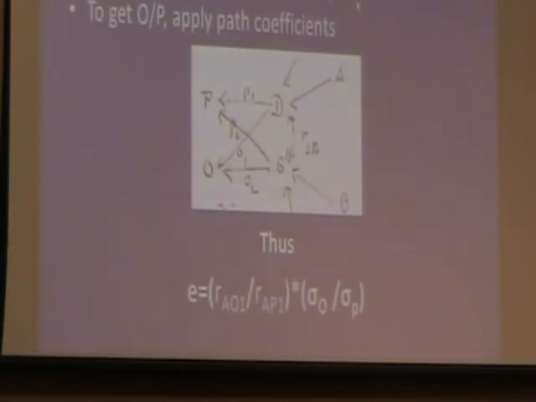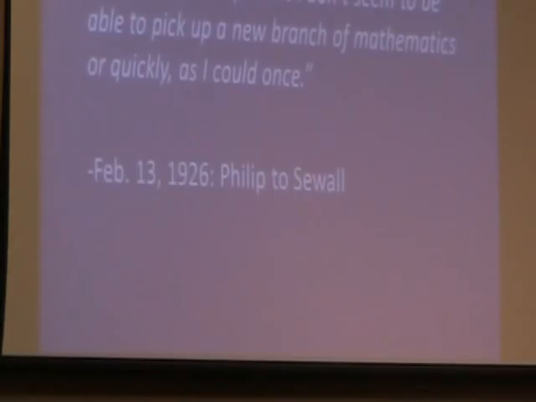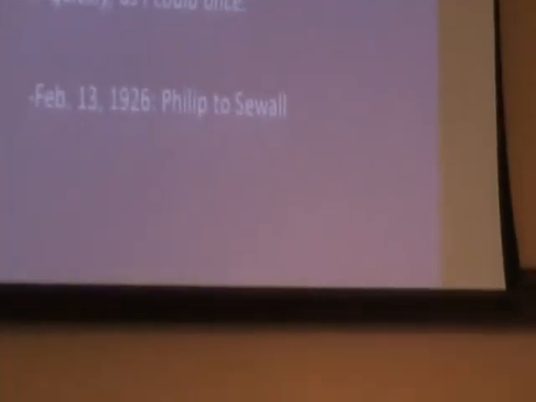And what's really interesting is that Philip writes back, "I expect I am stupid, but I don't seem to be able to pick up a new branch of mathematics as quickly as I once could." And this is really ironic, because Philip had been Sewell's math and calculus teacher in college. He was a very well-versed man in this, but this method of path coefficients was just so hard to understand, or convoluted of sorts, and I totally understand where Philip was coming from after reading all these papers.